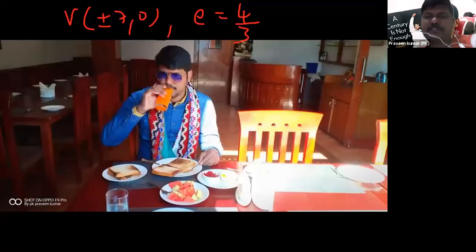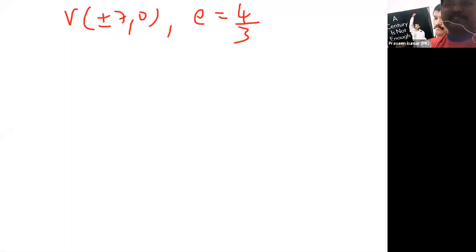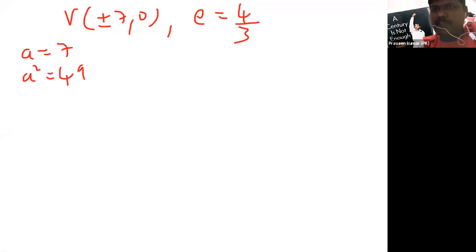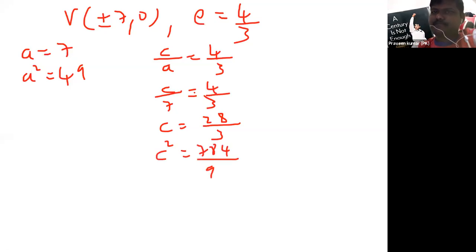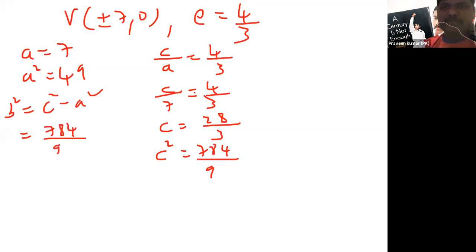So you got the answer. C vertex means A, given 7. A square is 49. That's fine. E is equal to C by A, which is 4 by 3. C by 7 is equal to 4 by 3. 7 4s are 28 by 3. C square is 784 by 9. We want B square, which is C square minus A square: 784 by 9 minus 49.